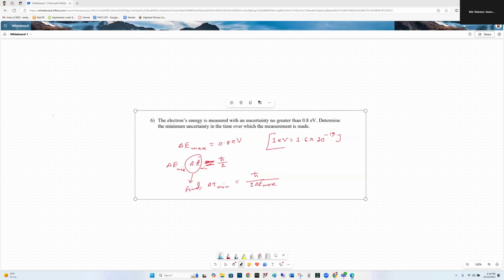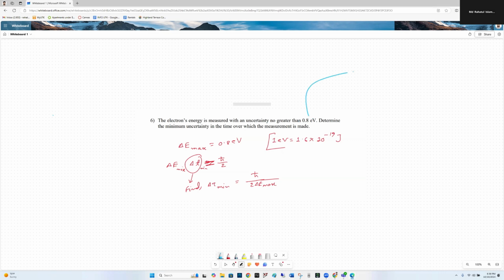In problem number 6, the electron's energy is measured with an uncertainty no greater than 0.8 electron volt. And no greater than, what does it mean? It's the maximum value, right? So delta E, the uncertainty in energy, max is given, which is 0.8 electron volt. Determine the minimum uncertainty in the time. I mean delta T minimum is required. You have to find this value, okay? The time over which the measurement is made.